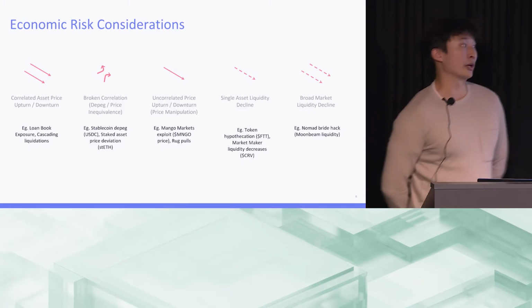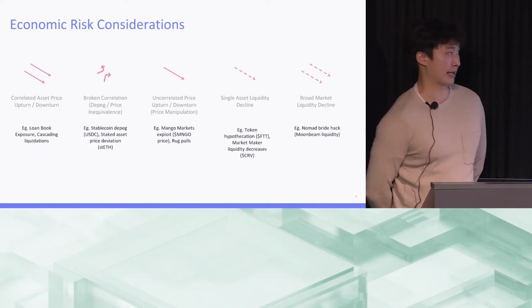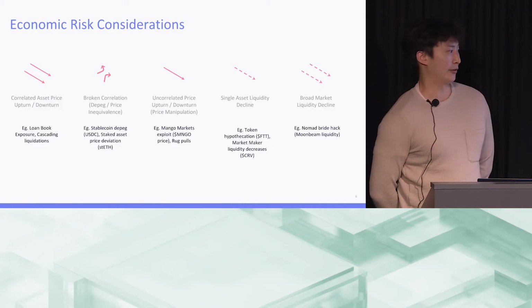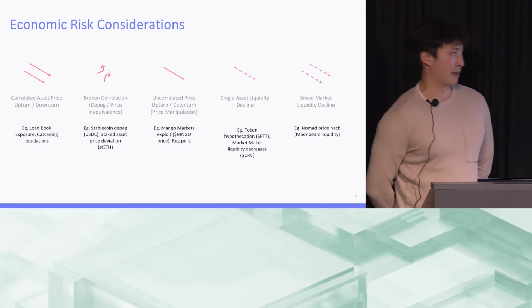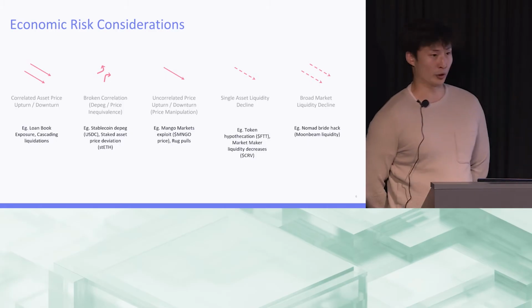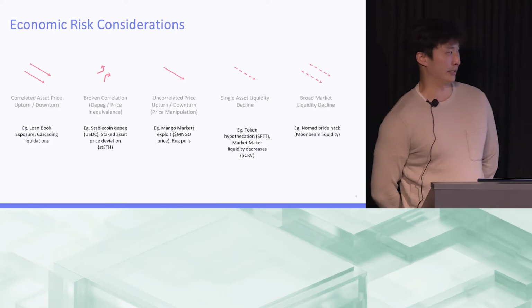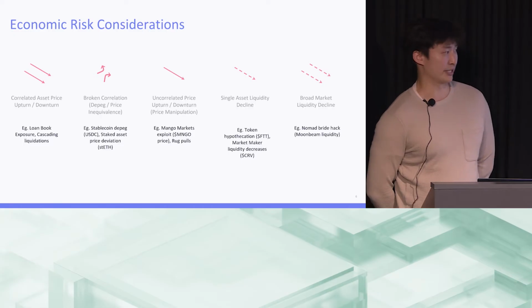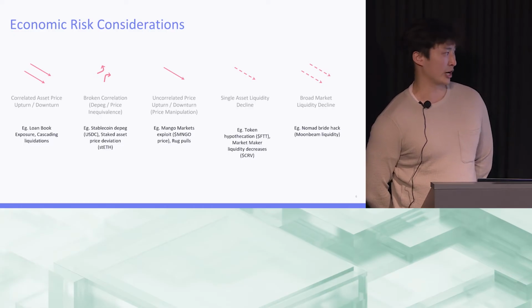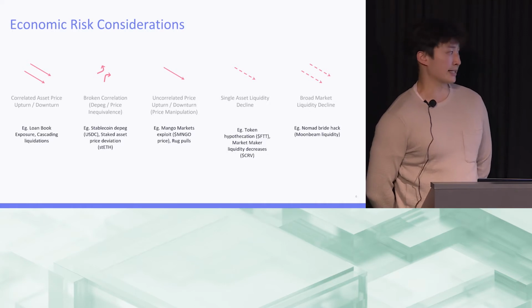You could think about broken correlations. So this is like depegs and price inequivalence. There's been some pretty extreme examples in the recent past. You could think of this as maybe a stablecoin depeg, the USDC price deviation event in March of this year, which I'll actually touch on again later in this presentation. You could also think about staked asset price deviation.